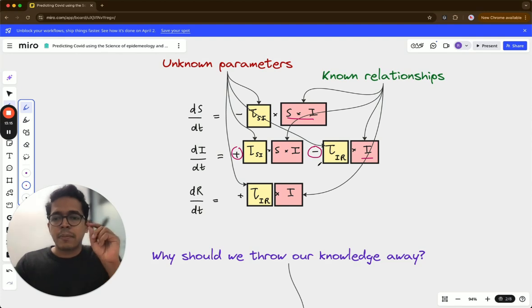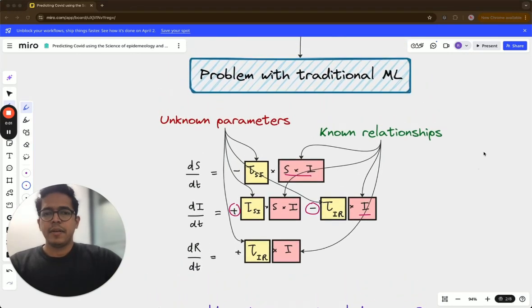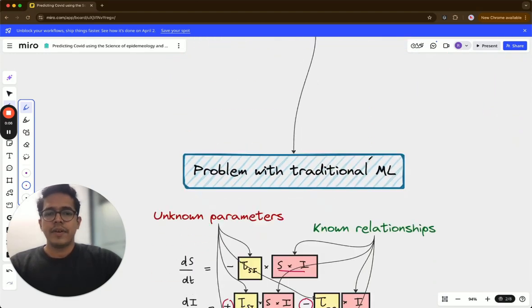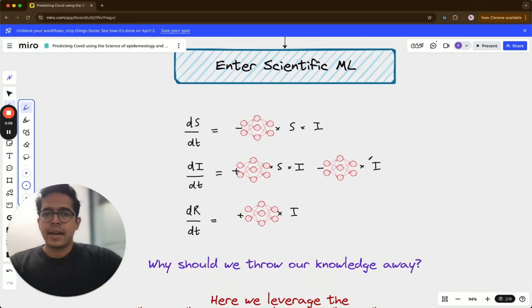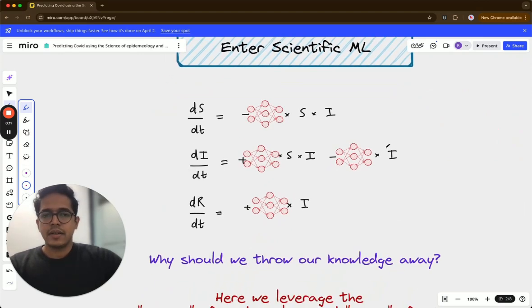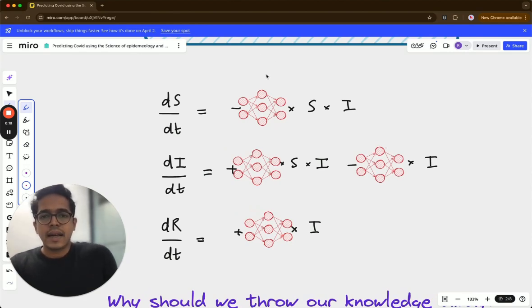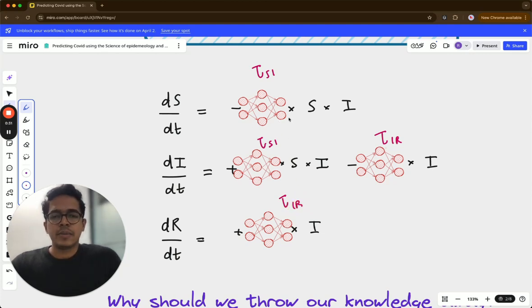So this is where the power of scientific machine learning comes into the picture. In scientific machine learning, instead of using black box models like this, what we do is the following. We retain the ordinary differential equation where some terms are known, but whichever terms are unknown, we can replace with a neural network. So here, tau SI, which is the interaction parameter between susceptible and infected, is unknown. Similarly, tau IR is also unknown. So what we can do is replace those unknown terms with a neural network.